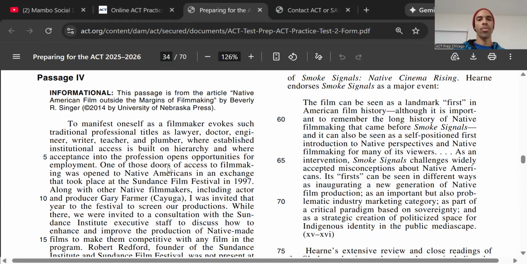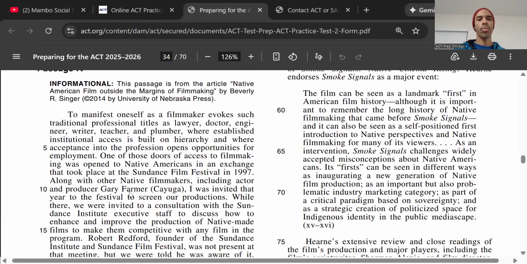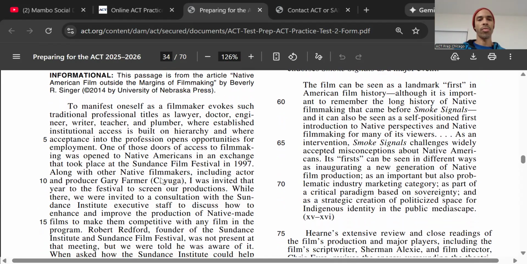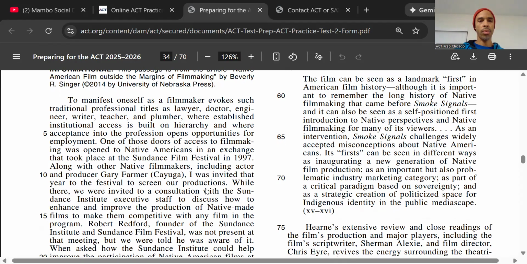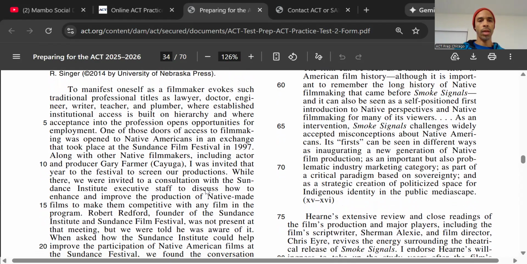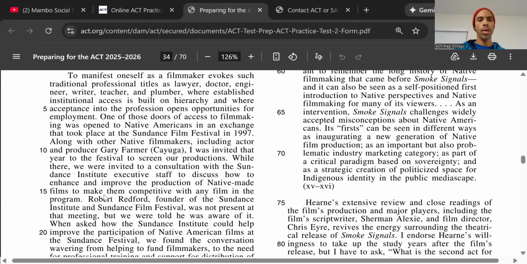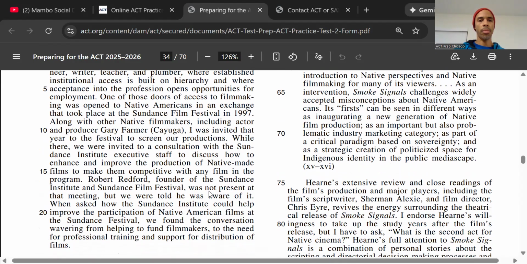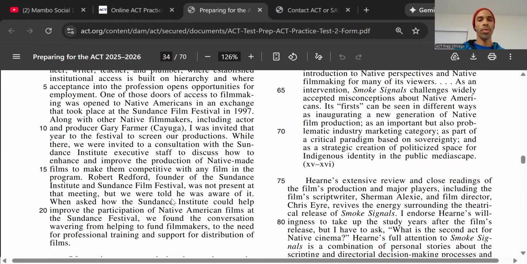Okay. One of those doors of access to filmmaking was opened to Native Americans in an exchange that took place at the Sundance Film Festival in 1997, along with other Native filmmakers, including actor and producer Gary Farmer. Cayuga is probably his native name. I was invited that year to the festival to screen our productions. While there, we were invited to a consultation with the Sundance Institute executive staff to discuss how to enhance and improve the production of Native-made films to make them competitive with any film in the program. Robert Redford, founder of the Sundance Institute and Film Festival, was not present at that meeting, but we were told he was aware of it.